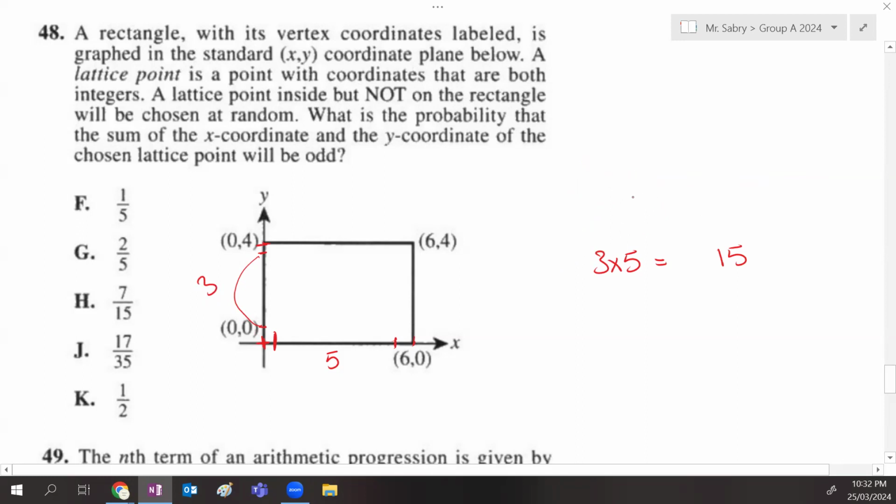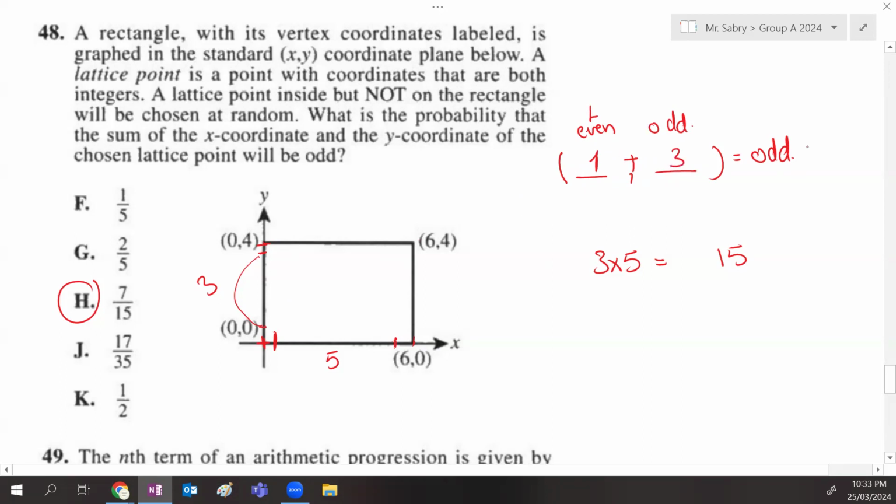That's the total for now. And the only total that has 15 is H. So what are the possibilities for it to come out like that? I need to add them and they come up with odd. So for them to come out odd, I need this to be even and this to be odd. The X's: how many even X's are there from 1 to 3? There's just one even number, which is 2. How many odd numbers from 1 to 5? 1, 3 and 5, so 3.